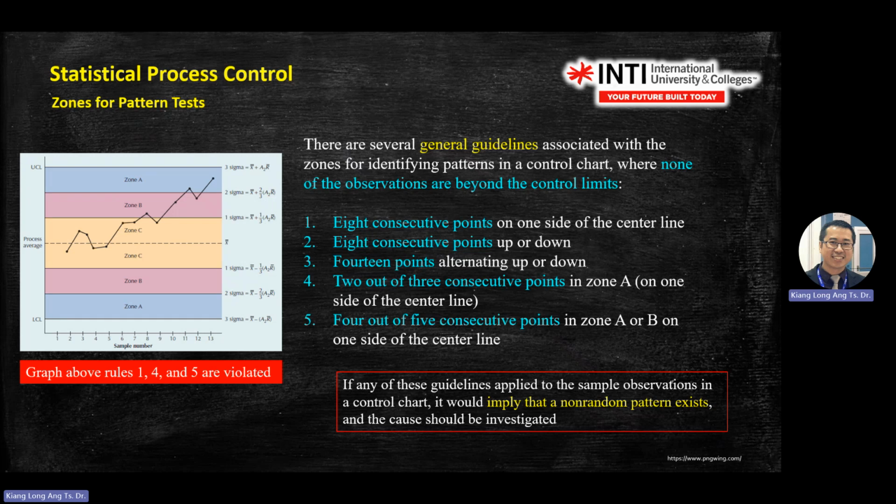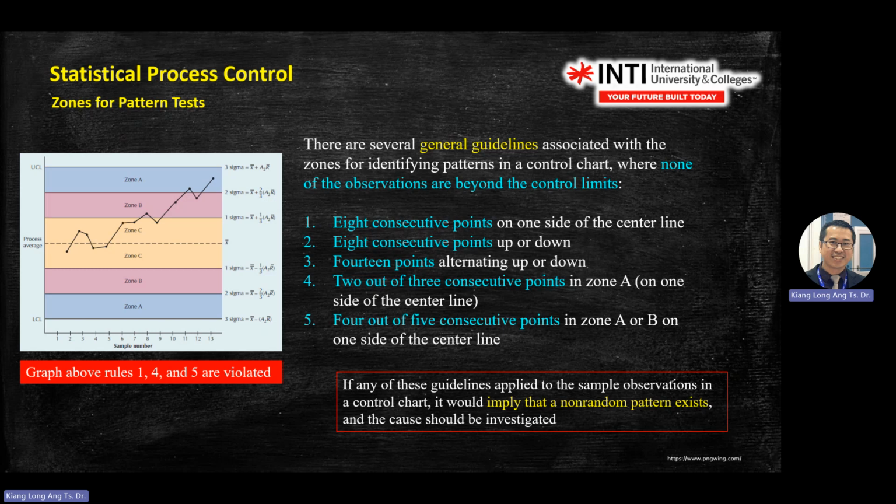Rule 4, 2 out of 3 consecutive points are in zone A. Here, this is zone A. So there's a calculation to calculate again. So number 4, 2 out of 3 consecutive points. You count 1, 2, 3. 1, 2, 3. Continuous 3, 2 already in A. Violate rule number 4. So again, second rule violated, confirm not random.